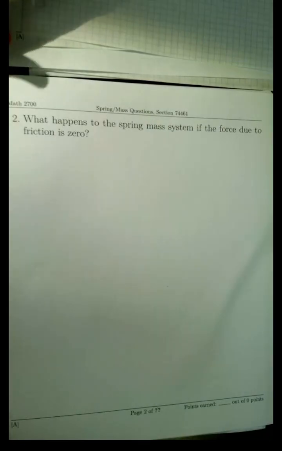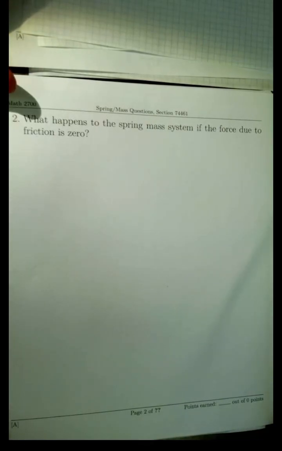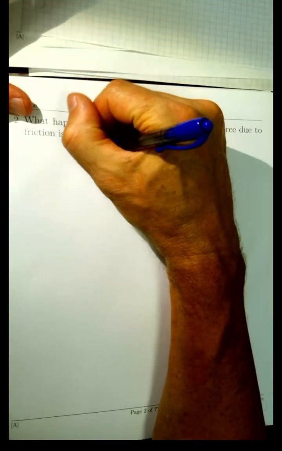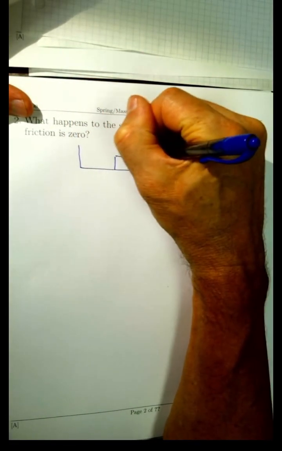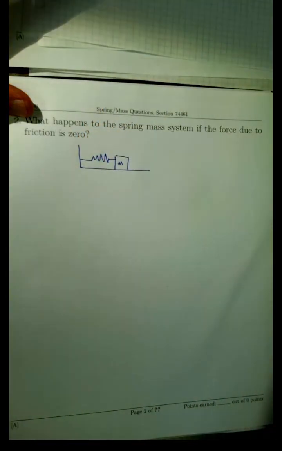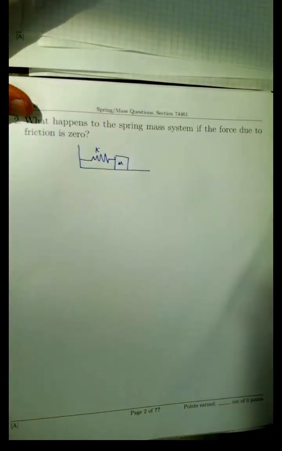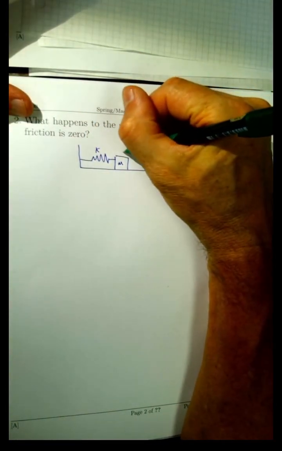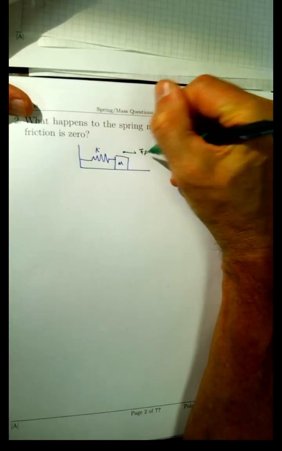All right, so we left off with this question. If we have a spring mass system and the force of friction is 0, what does that mean? So what do we have? We have our spring mass system. So we're assuming it's horizontal and attached to some surface here. We have some force of friction.